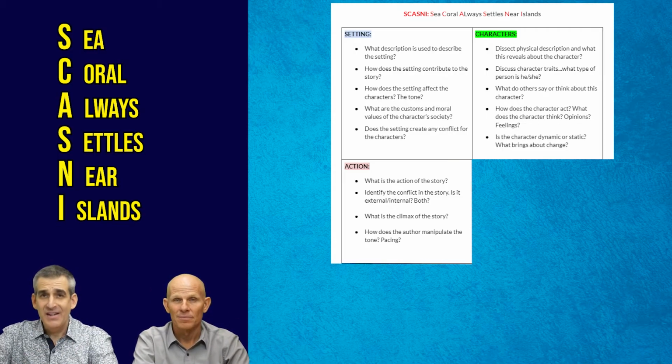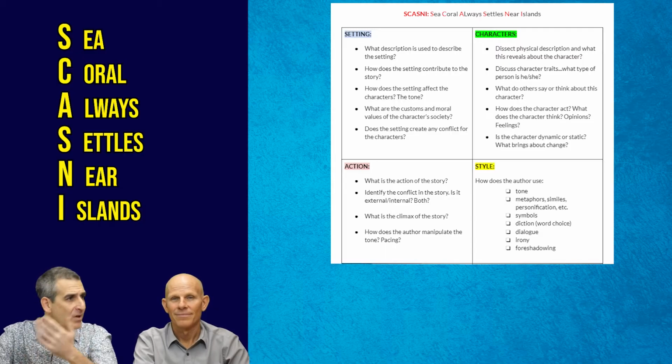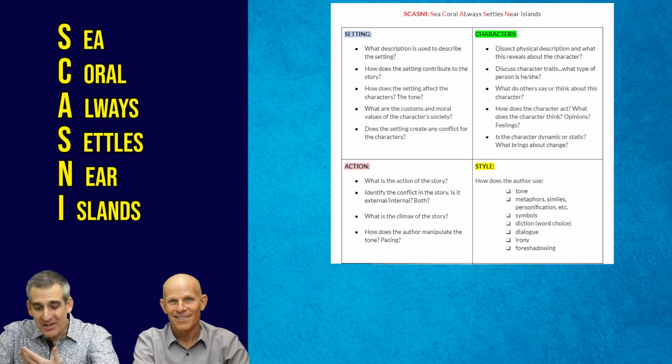And that will take us to the S of our mnemonic, which is style. This is where you're really exploring literary craft. You're looking at similes and metaphors and personification. Maybe you're looking at dialogue, point of view, diction. It could be anything. Sorry, not point of view, that's somewhere else. But it could be foreshadowing. Any of these literary elements might be a good thing to explore while you're looking at style.